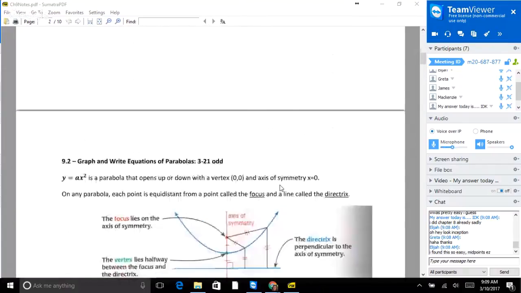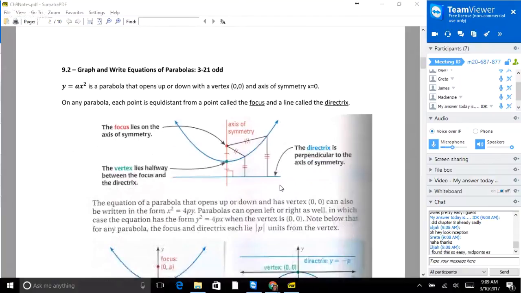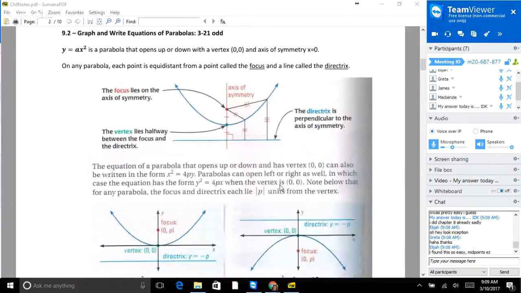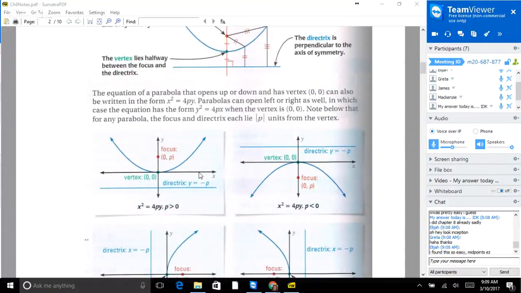Okay, so then section 9.2, we talked about parabolas, right? And we have this nice little chart here that helps us figure out the different points on a parabola. We didn't quite get through that, so we're going to do that today. This one is not as hard as it looks. Midpoints are easy, and distance is not too bad either.